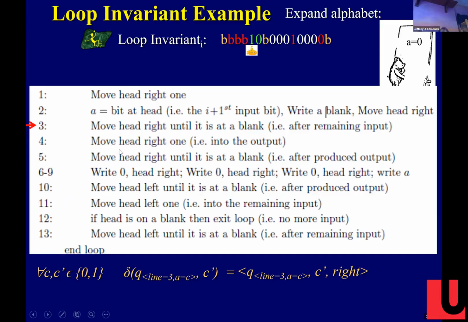C prime is the value I'm moving past. If I'm looking at a C prime and it's 0 or 1, then move past it. What does it mean to move past it? Write it back into the cell and move right. But what do I stay in my variable A? My variable A doesn't change. Everybody see that?